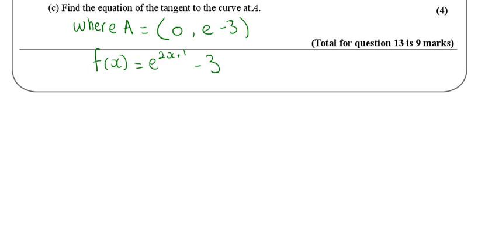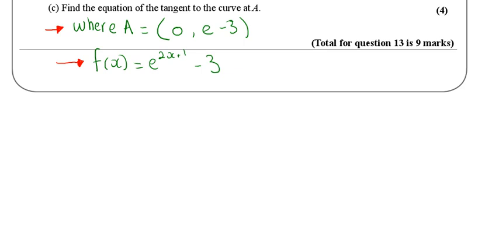The question says find the equation of the tangent to the curve at A. So this is the equation that's being referred to, which has been given to us in the question, and these are the coordinates at A, which also have been given to us. So how can we find the tangent?